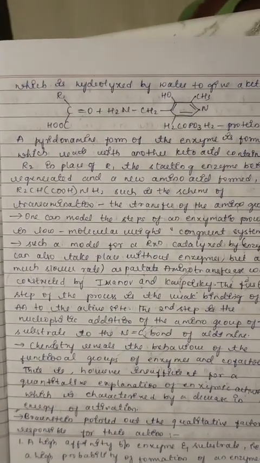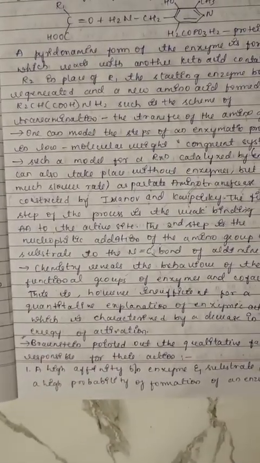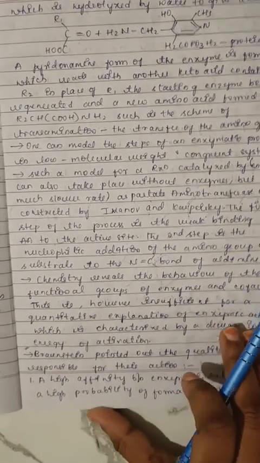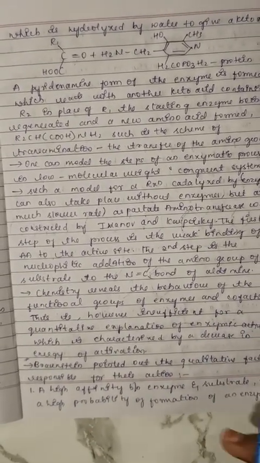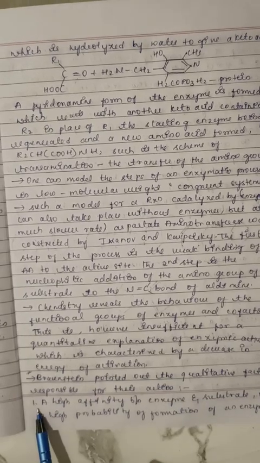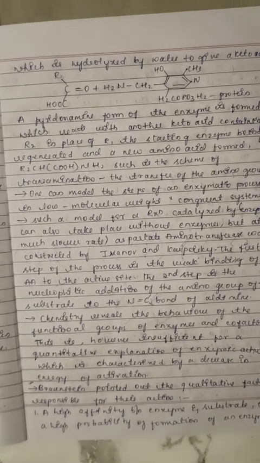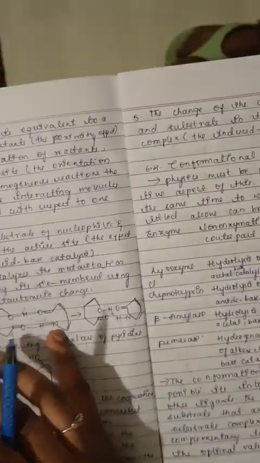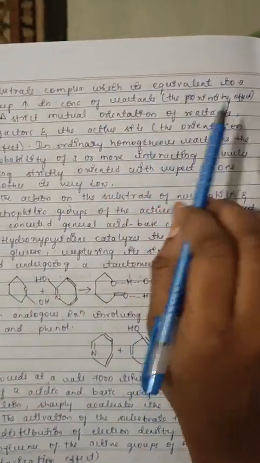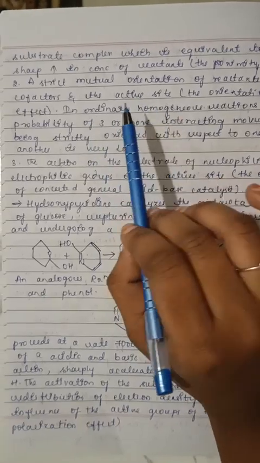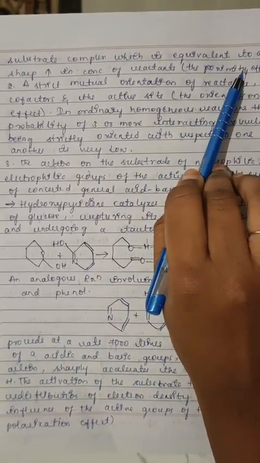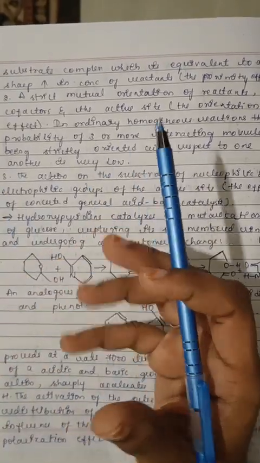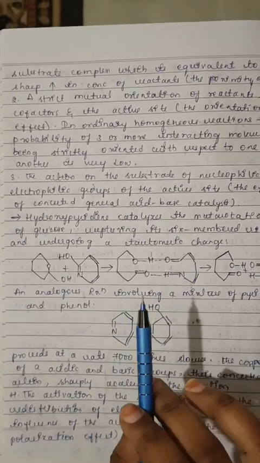Now, coming to the topic, there are some qualitative factors which were proposed by Bronstein, and he pointed out that there are five rules. Coming to the first one, a high affinity between enzyme and substrate, that is a high probability of formation of an enzyme-substrate complex, which is equivalent to a sharp increase in the concentration of reactants, is called the proximity effect. A strict mutual orientation of reactants, cofactors and the active site is called the orientation effect.